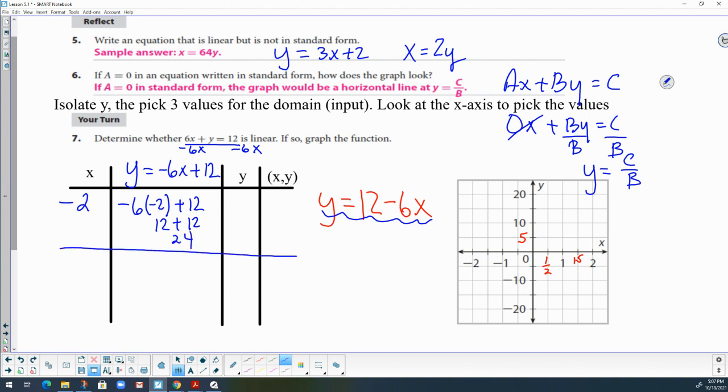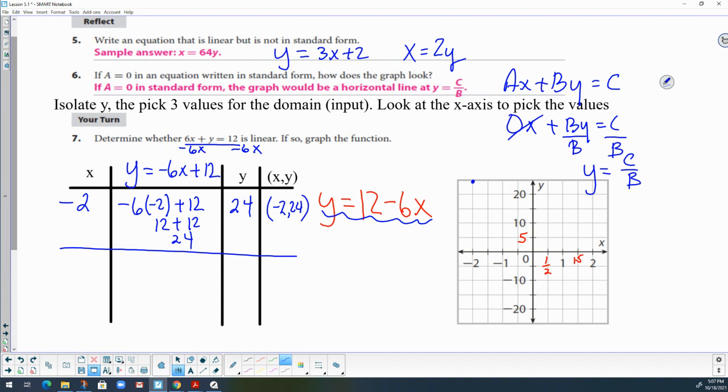So my input is a negative 2, my output is 24. So my first ordered pair is negative 2, 24. And then I can graph that. So negative 2 and then 24. So it's going to be up here.